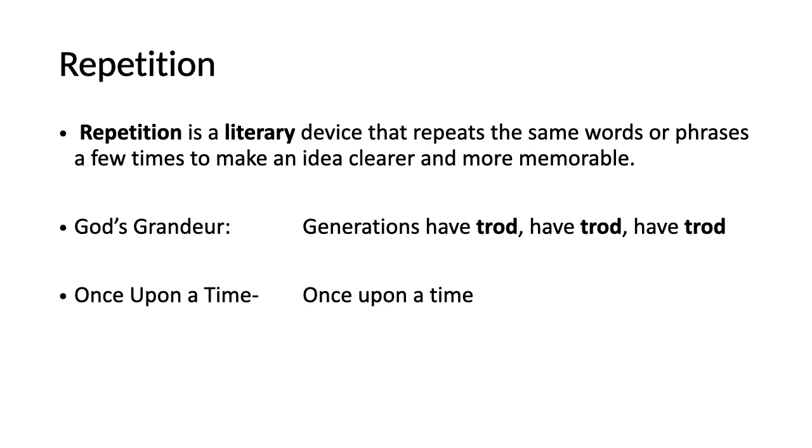So we see repetition is probably one of the simplest devices to pick out in exams or in poems, simply because it is a simple repeating of a word or a phrase. Whenever you see repetition, it is the same thing being mentioned again and again. In the example of God's Grandeur, we see "generations have trod, have trod, have trod." We are seeing a repetition of the word trod, and that gives us the impression of emphasis. Whenever you see something being repeated, it is repeated for emphasis, trying to show you how deeply important the thing being repeated actually is.